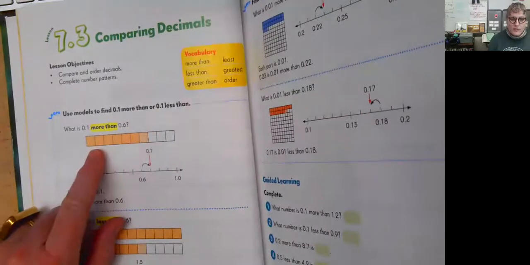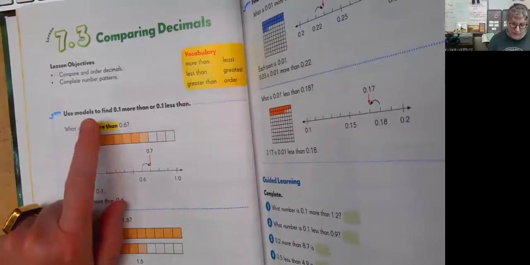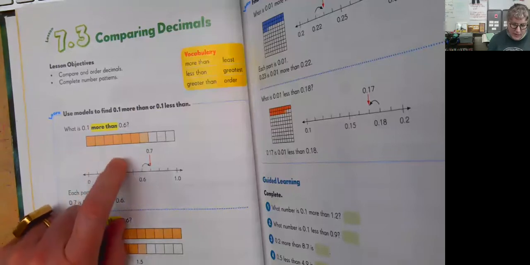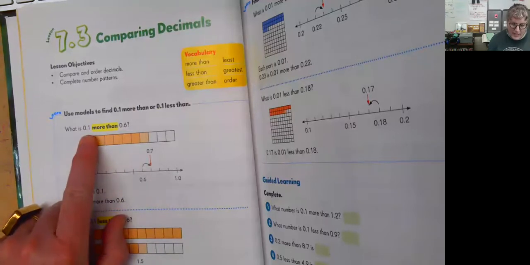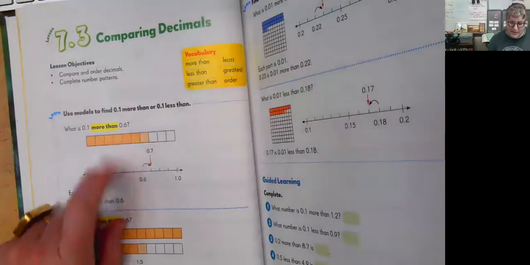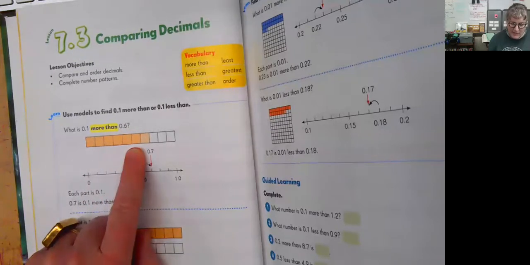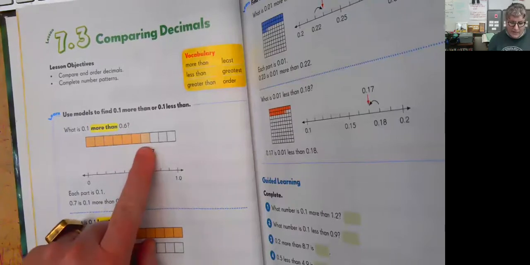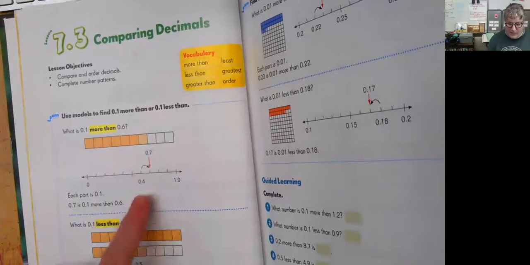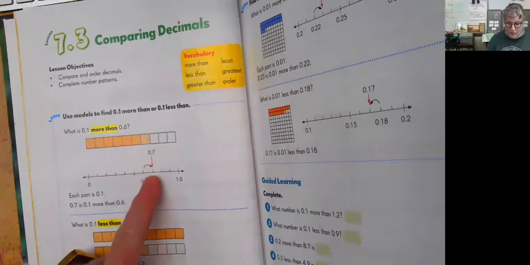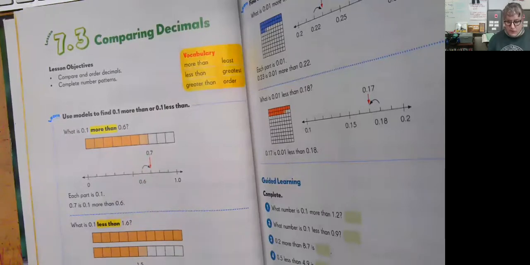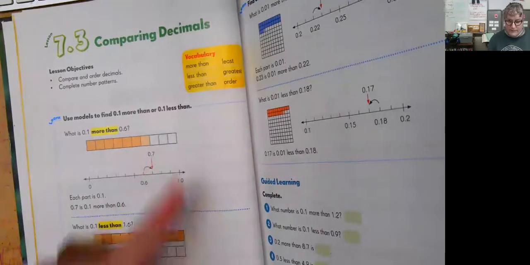So if we look at this particular decimal, we're looking to see what is 1/10 more than 6/10. So if I had 10 squares and I shaded 6 out of the 10, and then I added one more to that, that would give me 7/10, right? Also, you could use a number line to do that. Here's 6/10. We add one more and it's 7/10. So you could either use a number line or you could draw it.